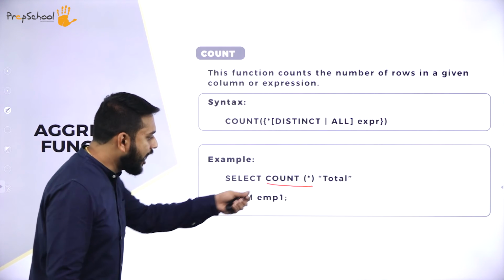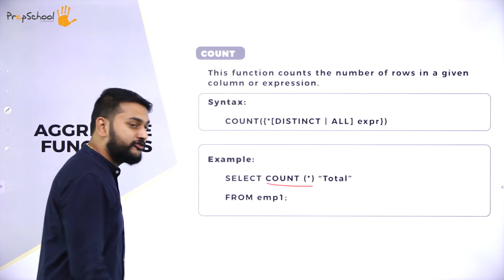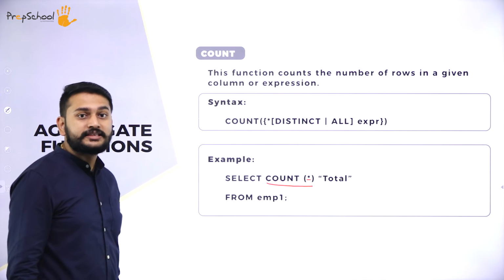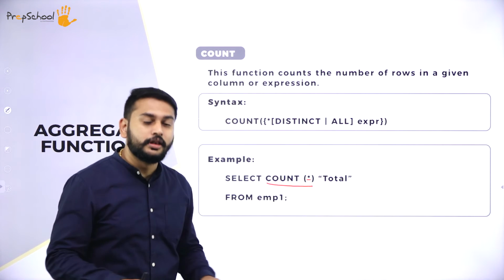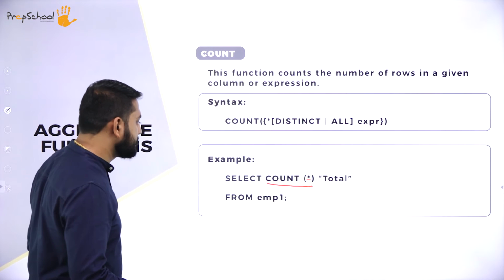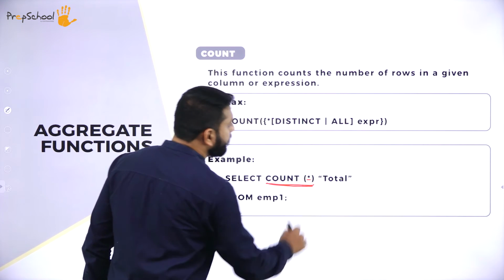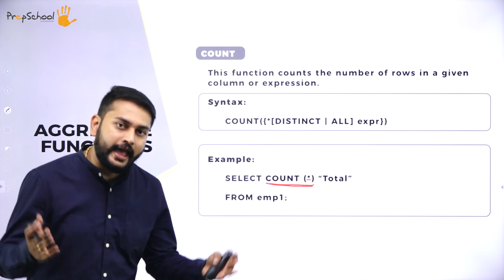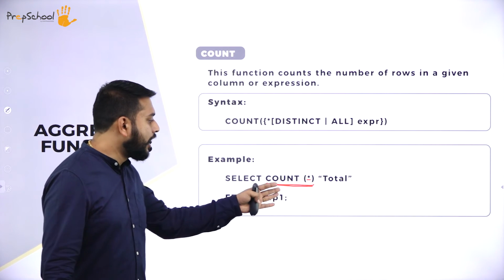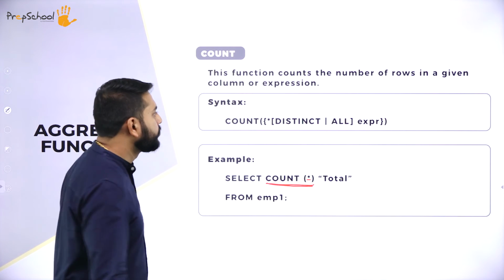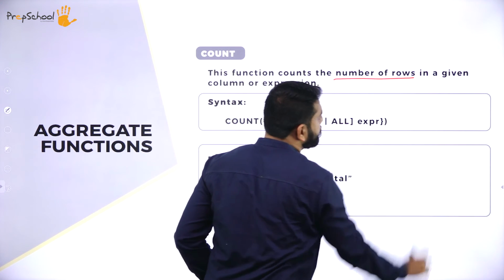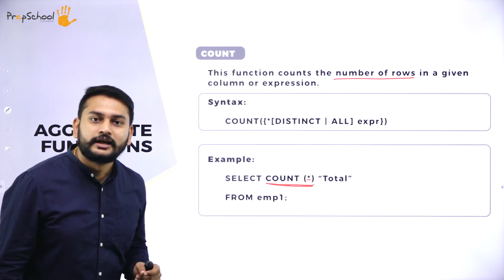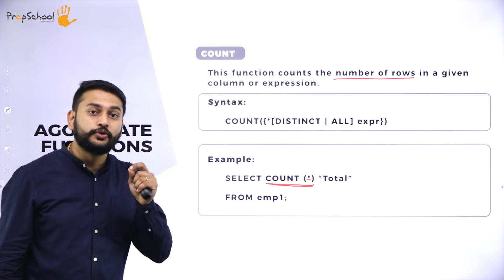Now please observe, I have count. Count is another function, also an aggregate function. I'm passing star. Star means the complete table. What exactly will this count give me? The total number of rows in the entire table is what I will get from this count function. That is what you have to understand.